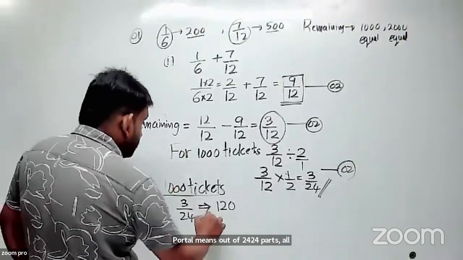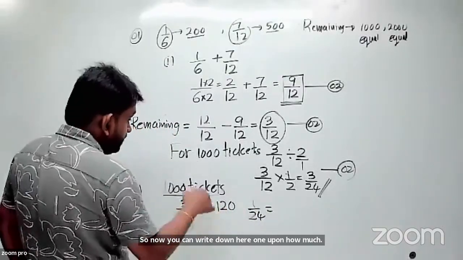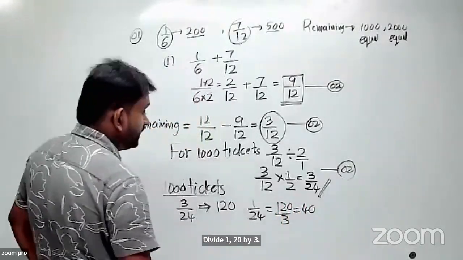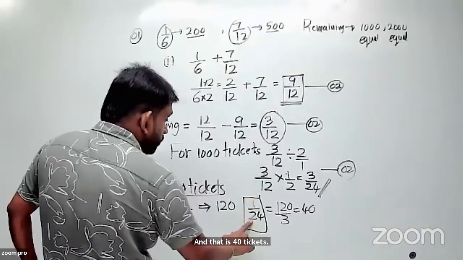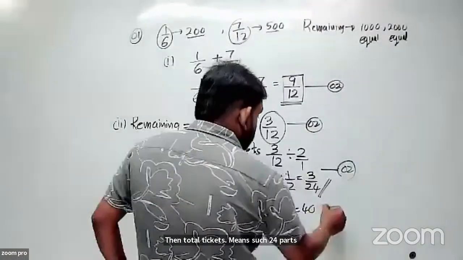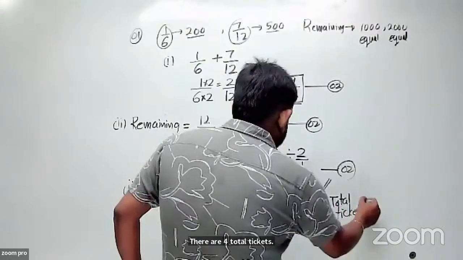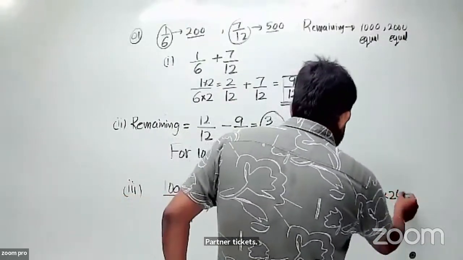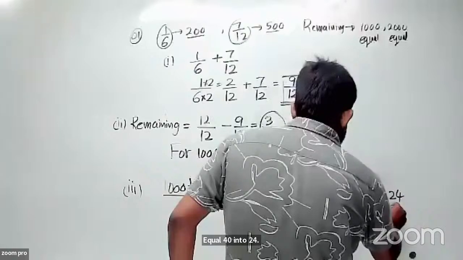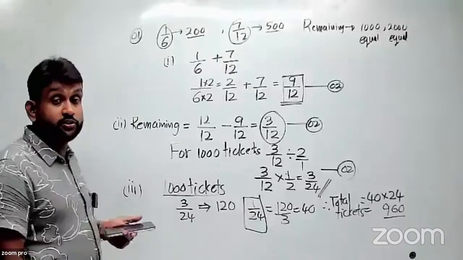So 3 upon 24 is 120. Then 1 upon 24 means divide 120 by 3, that is 40 tickets. 1 upon 24 is 40 tickets. Then total tickets means 24 such parts. Therefore, total tickets equal 40 into 24, which is 960 total tickets.